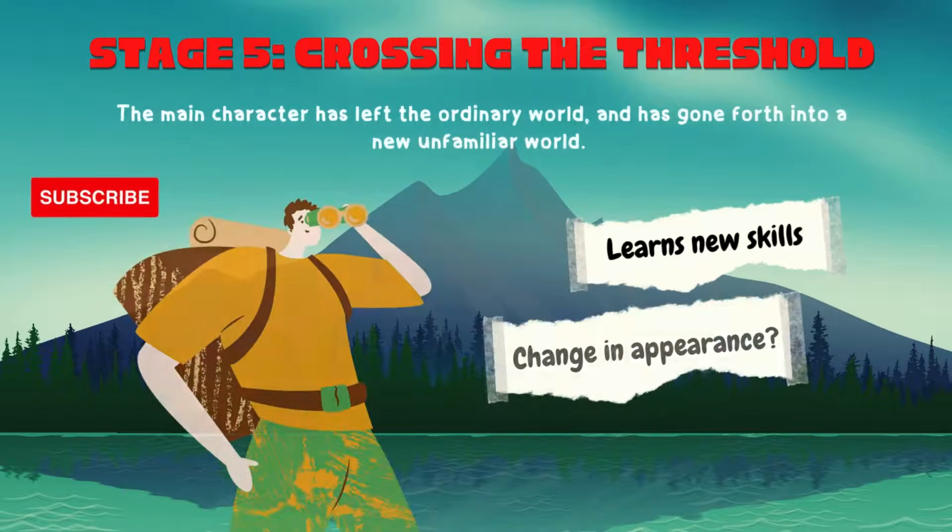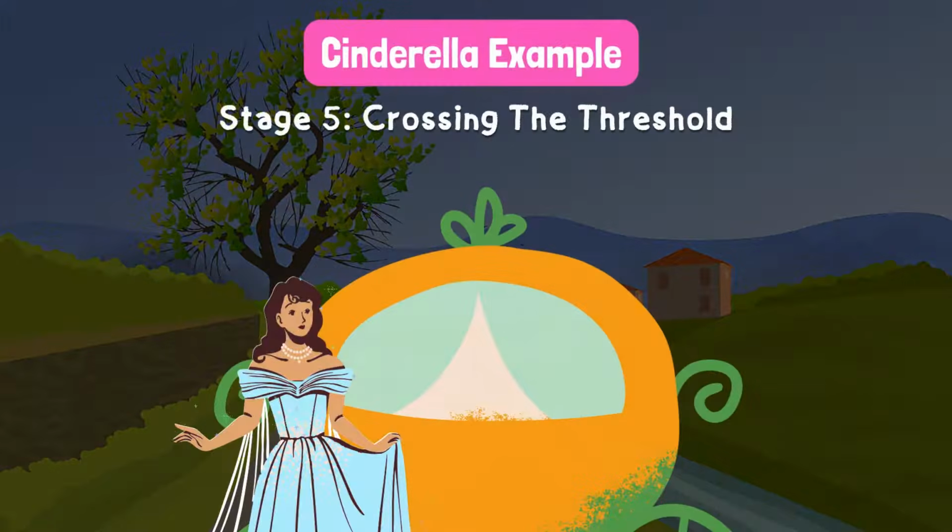Stage 5 is crossing the threshold. The main character has left the ordinary world and has gone forth into a new unfamiliar world. This stage normally involves the hero learning a new skill or experiencing a change in appearance. Visually, the reader can see a clear change as the main character embarks on their journey. For example, in Cinderella, Cinderella is transformed into an elegant young lady as she hops into the pumpkin carriage and heads towards the royal ball.